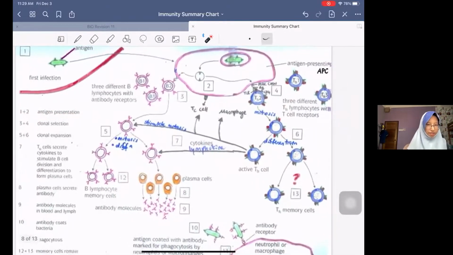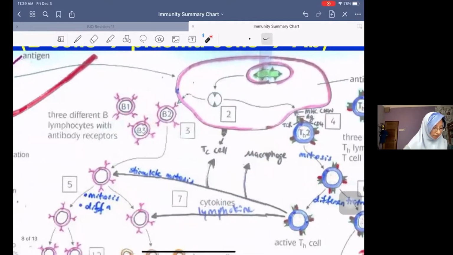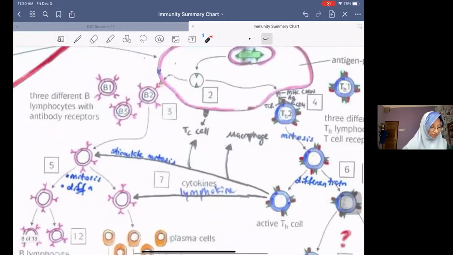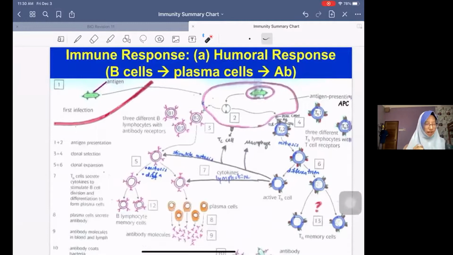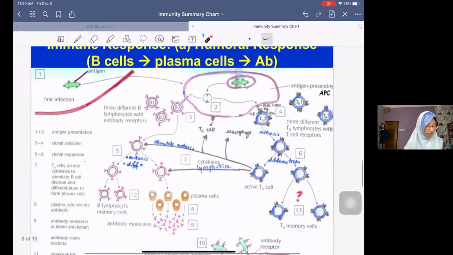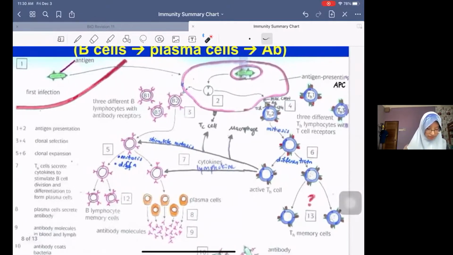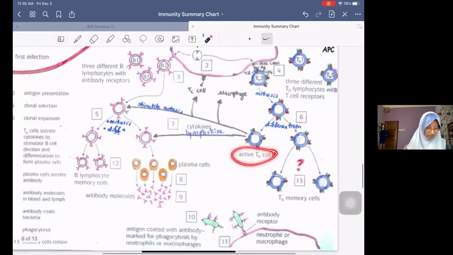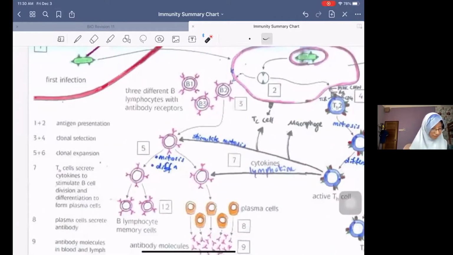Next what happens is clonal selection. Just like we learned before, you have different kinds of antigens, and they will choose the specific antibodies to bind with them. Same goes with the T lymphocytes: they will select which one has the specific receptor for the antigen. Then they will divide by mitosis. The T lymphocytes will divide and differentiate to produce active T helper cells, which will secrete cytokines to stimulate the mitosis of the B lymphocyte.